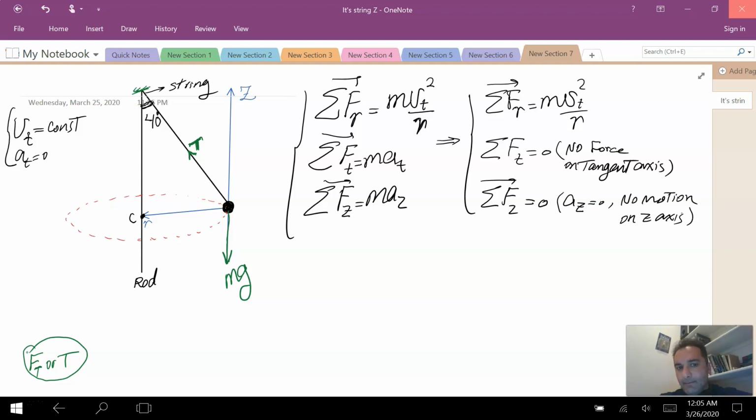Your next step is verify components. Mg is on z-axis, so it has only one component which is on z-axis. It doesn't make any angle, so you don't have like cosine or sine for mg. It's all on one axis, okay?